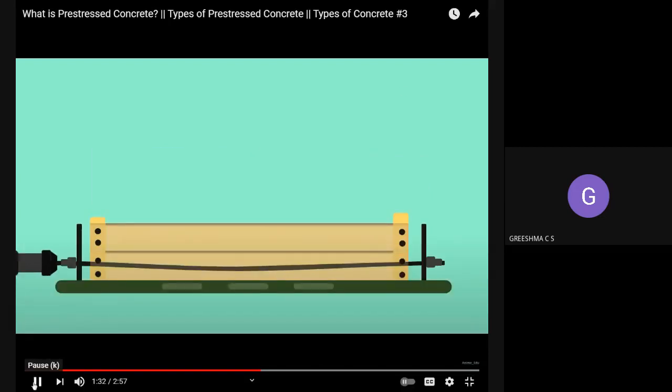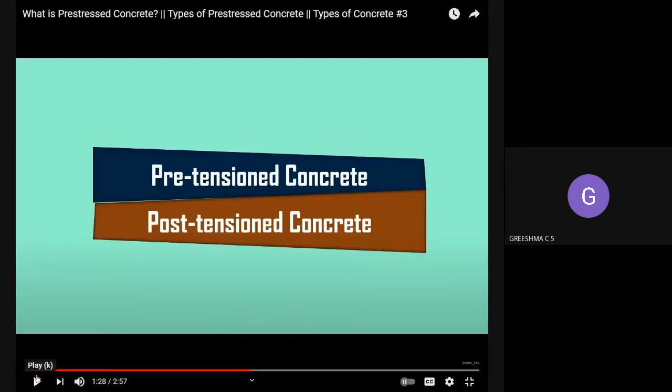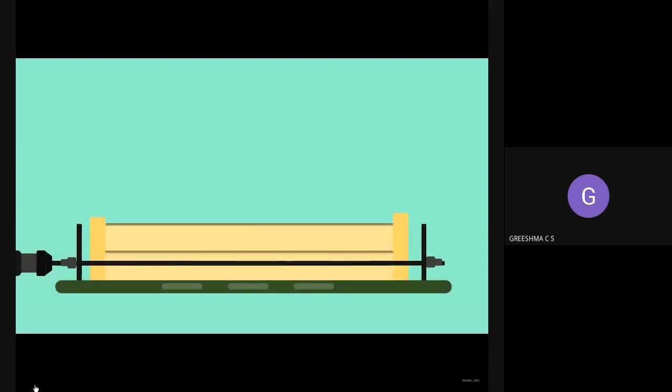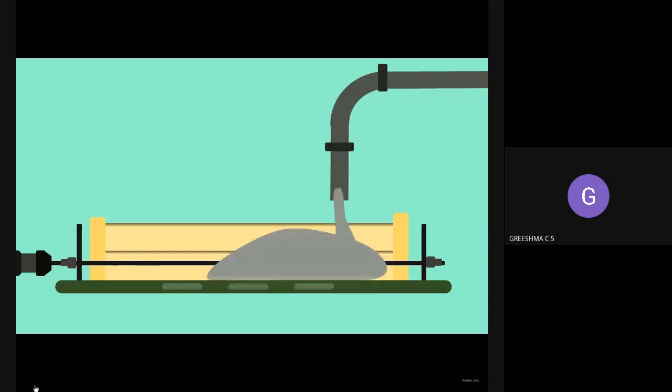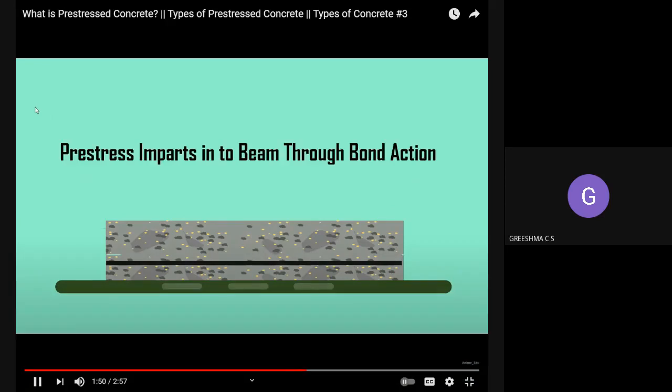So here you can see in this figure, this is a concrete beam. The tendons are provided at the bottom portion, and they are anchored at the sides. Now you can see the tensile force is applied to the tendons. Sorry, this is pre-stress concrete. Right now, what you are seeing is pre-stress.